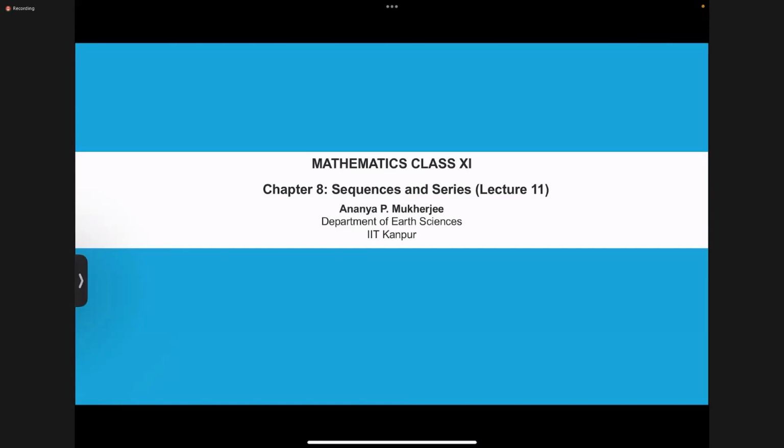Mathematics Class 11, Chapter 8, Sequences and Series. So we have seen what sequences are, how we can find different terms of a sequence. We have also seen how we can find the sum of the terms of the sequences. They are called corresponding series. We saw different types of sequences. We saw arithmetic progression and we saw geometric progression.